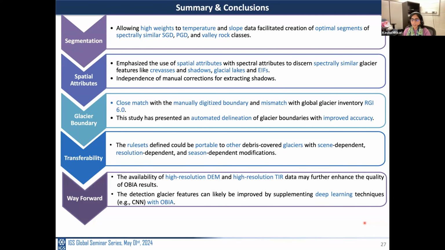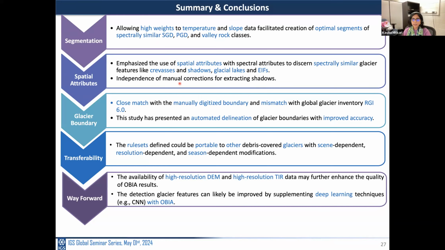since I have allowed high weights to the temperature and the slope data, it has facilitated the creation of optimal segments for the spectrally similar glacier cover classes like the non-glacier surface, that is PGD and Valley Rock, and the glacier surface, that is the PGD. So here I've not only emphasized the use of spectral attributes, but I've also emphasized the use of spatial attributes for the spectrally similar small size glacier features like the crevasses, the glacial lakes and the ice cliffs.